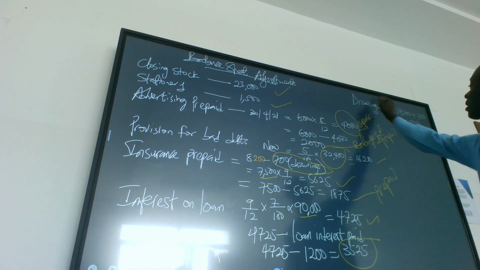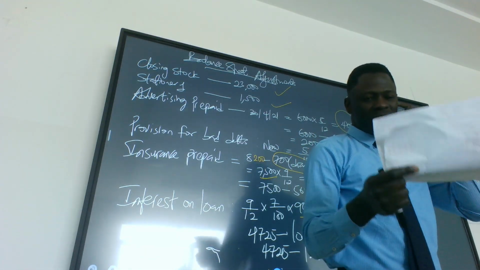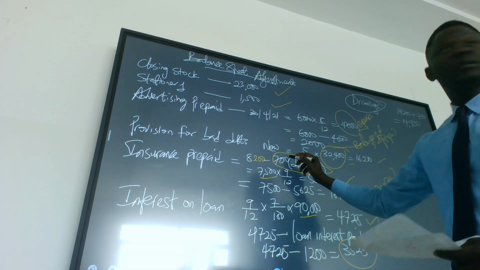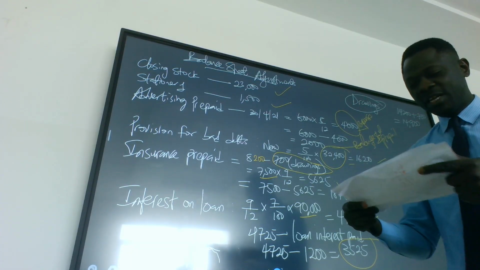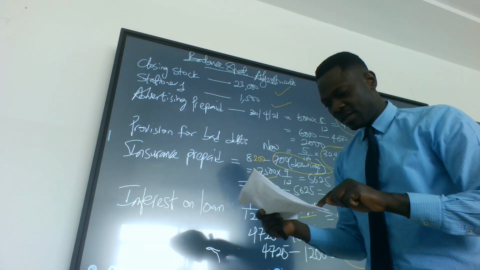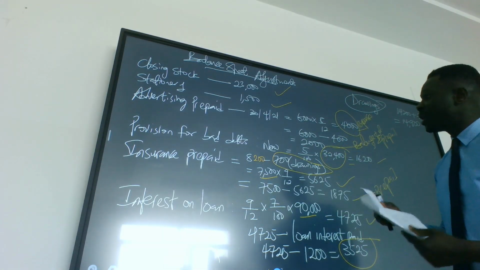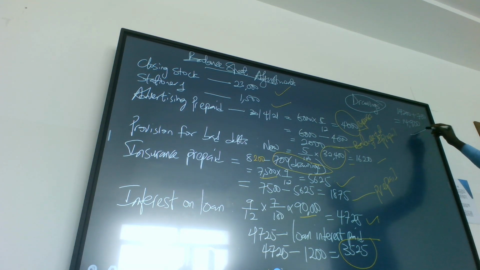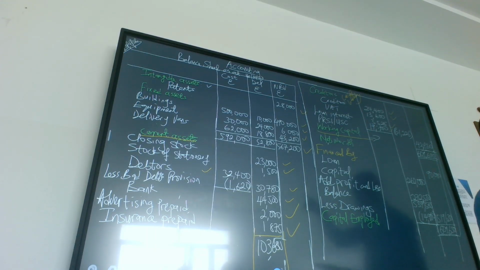Now drawings. Let's go back to our drawings. Part of the drawing was 700, for insurance of the car of the owner. And the total drawings here, 14,200. So 14,200 plus 700 is 14,900. Do we get that? 14,900 drawings.